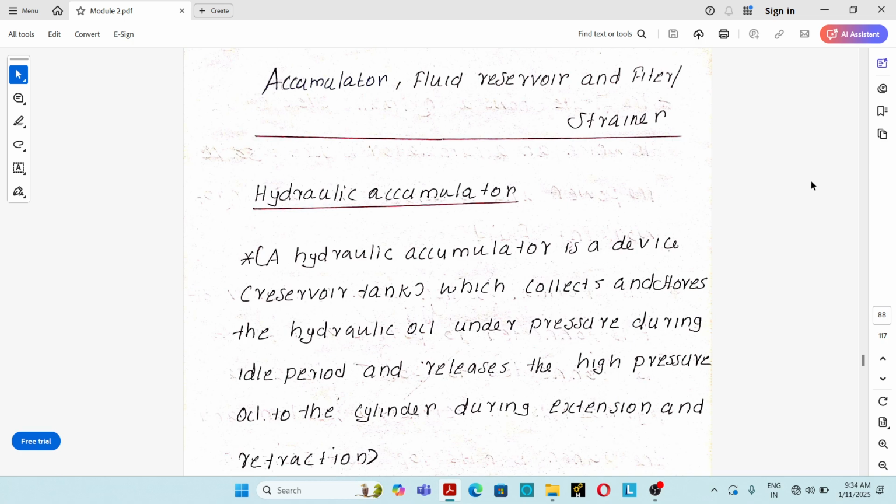Hydraulic accumulators are mechanical devices which store high pressure hydraulic oil during the idle period of the actuator and release the high pressure oil to the cylinder during extension and retraction. So during the idle period of the actuators, the hydraulic accumulator will store the energy of the hydraulic oil and release that high pressure hydraulic oil to the cylinder whenever required.